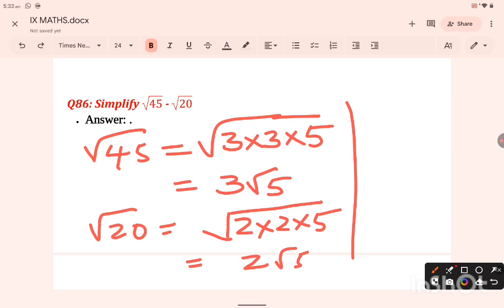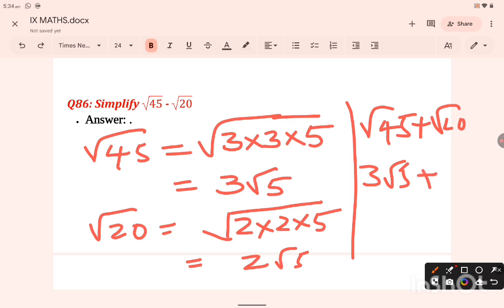So, root 45 plus root 20 gives, what is the root 45 value? 3 root 5. The value of root 20 is 2 root 5. These are like radicals. 3 root 5 plus 2 root 5 is equal to what is the answer? 5 root 5. So our answer is 5 root 5.